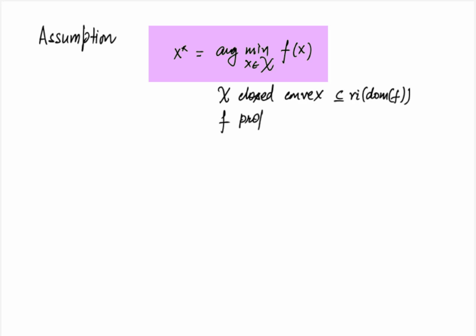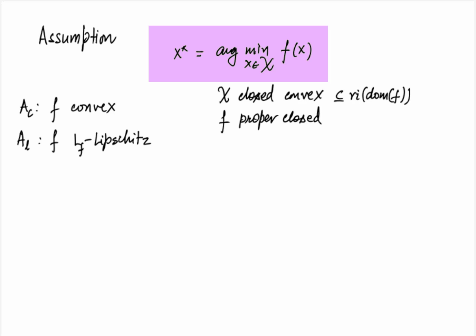Initially, we will start by considering the assumptions AC, that f is convex, and AL, that f is L-Lipschitz with respect to some norm. In other words, we are considering a basic convex setting with possibly non-smooth functions to start with. We have already seen the projected subgradient method that works in this scenario.